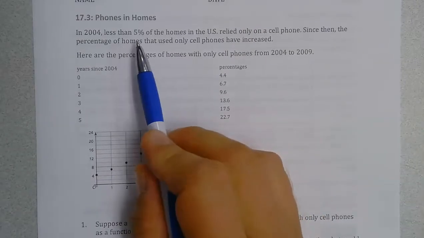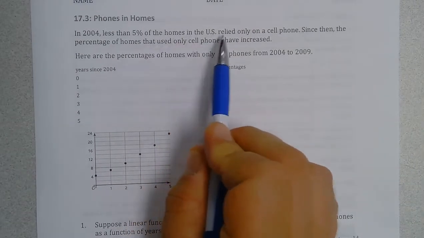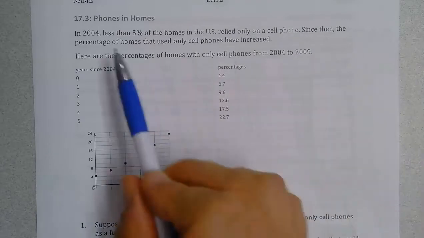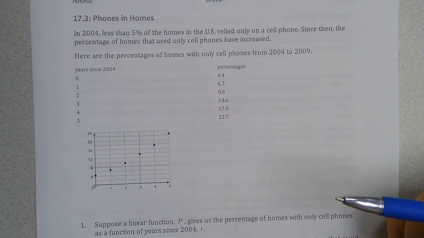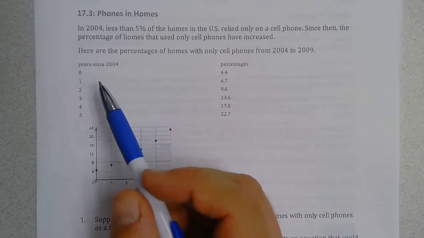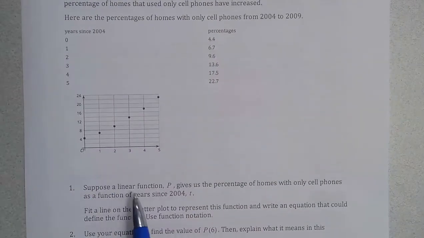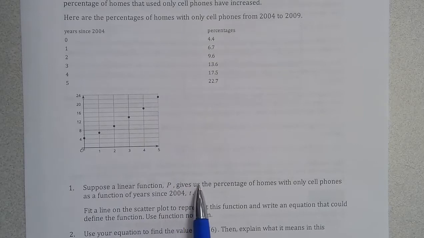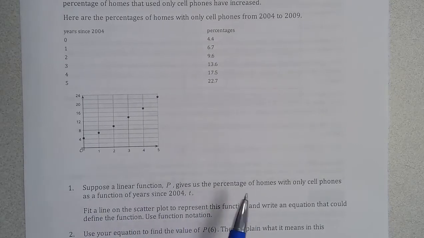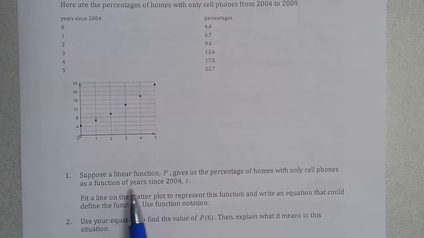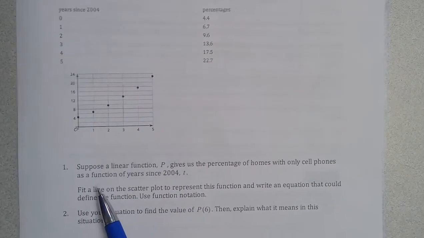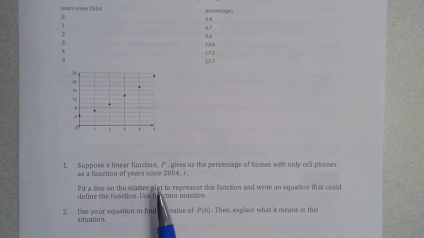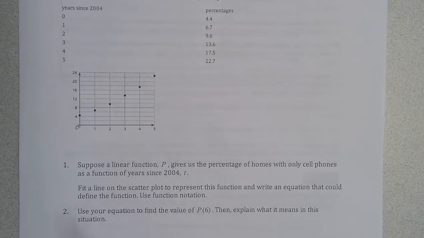So in 2004, less than 5% of the homes relied on cell phones. And then since then, the percentage of homes with cell phones has increased. Now, if I look at this, suppose a linear function p gives the percentage of homes with only cell phones as a function of years since 2004. So fit a line on the scatter plot that could define this function.